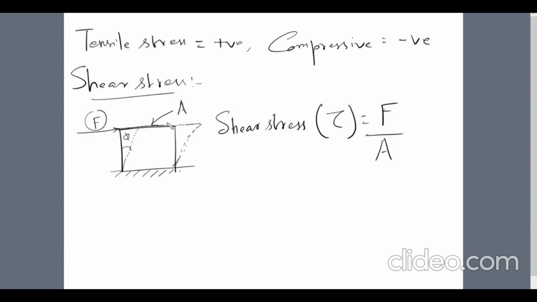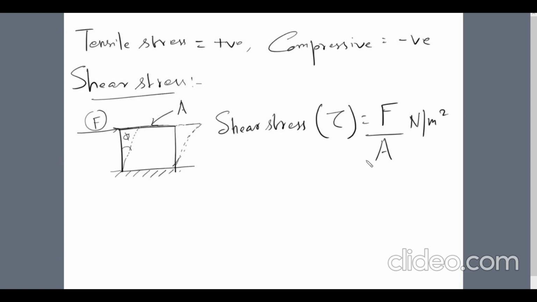Please note, this is an example of direct shear stress. So here a direct force is acting on the body and causing shear on the body. So we are taking the force directly divided by the surface area on which the force is acting tangentially and causing the shear on the body. It's called the shear stress. The SI unit of it will be again Newton per meter square.